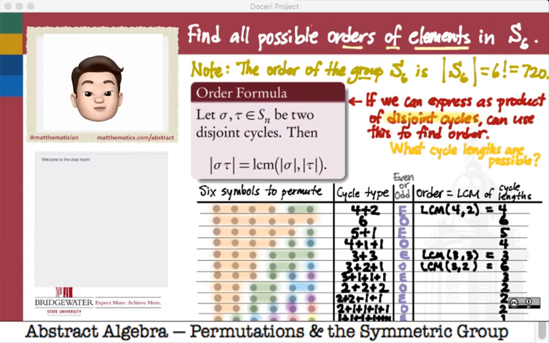But the purpose of this problem was to classify all the orders of elements inside of S6. And what we find here is that every element in S6 has order 1, 2, 3, 4, 5, or 6. There's no element inside of S6 that has an order bigger than 6, even though taken together, all of their combinations with one another form 720 different elements inside of the symmetric group on 6 symbols. So cycle type is a super big deal.